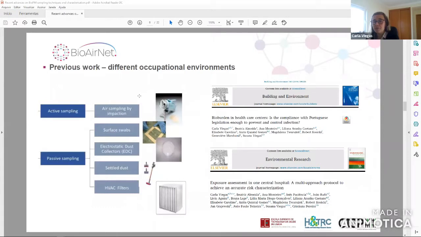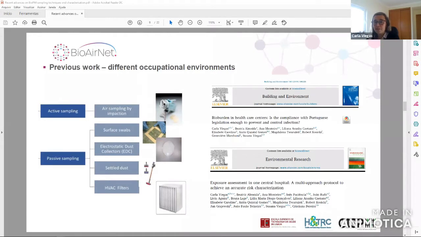Different occupational environments were assessed starting in 2018. We assessed different healthcare facilities, primary healthcare centers and central hospitals from Portugal. In this case, we combined air sampling with different passive sampling methods, such as surface swabs, electrostatic dust cloths, settled dust, and filters from heating, ventilation, and air conditioning systems.